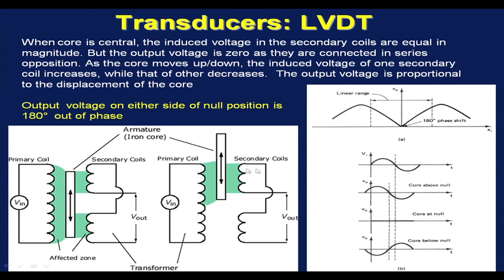So, if I start from here, I push the core down, it takes centrally located position, I push it further, it goes below null. So, the output voltage will undergo a 180 degree phase shift. If you look at this figure and these three figures, we understand that the output voltage will undergo a 180 degree phase shift.